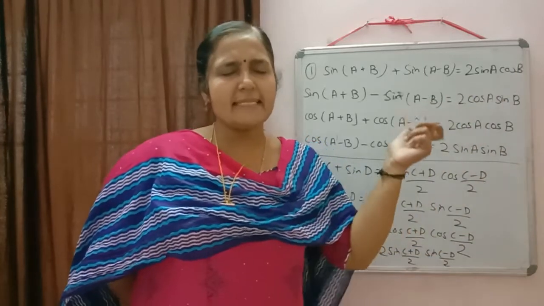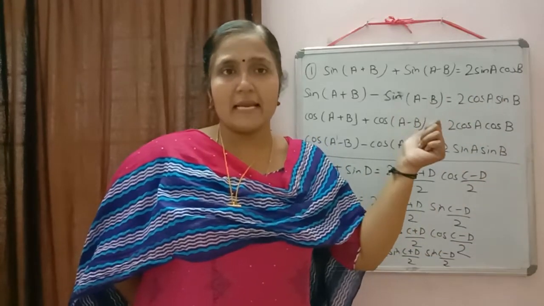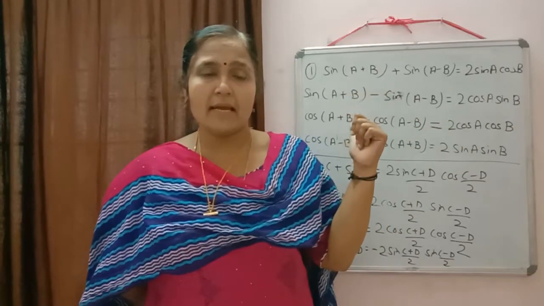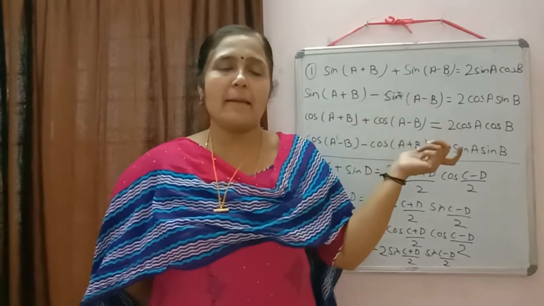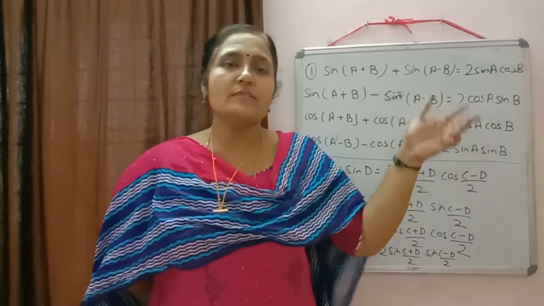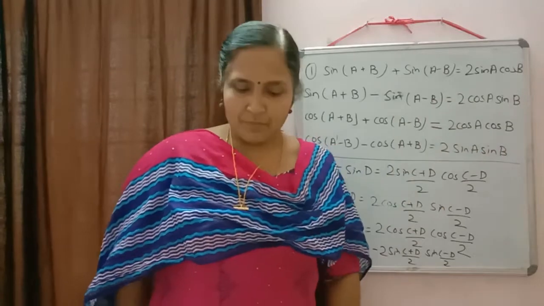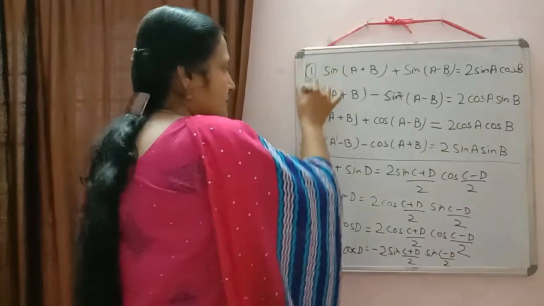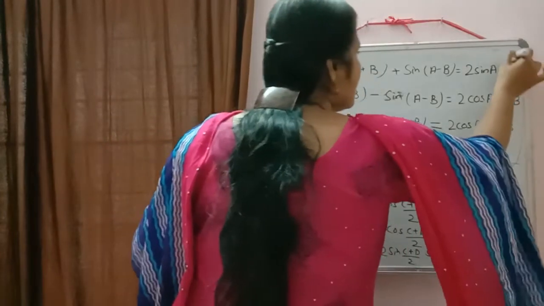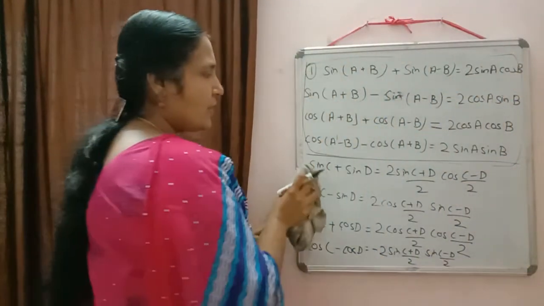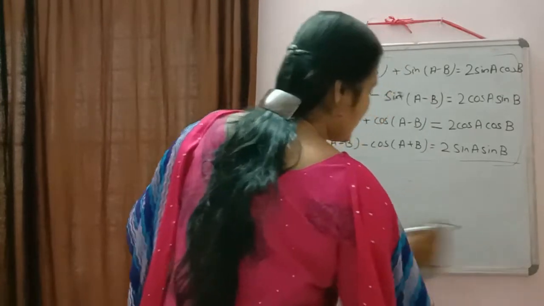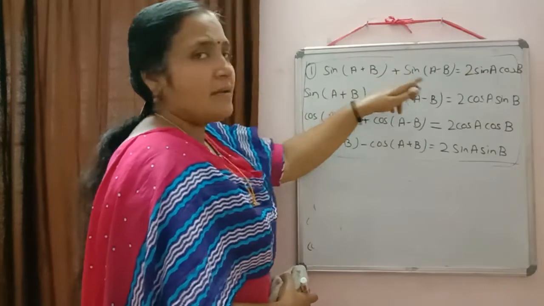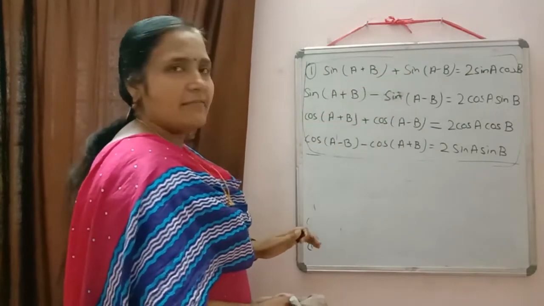And just a slight change is there in the formula when it is negative. We are writing the negative one first, subtraction: cos A minus B minus cos A plus B is equal to 2 sin A sin B. So today we are going to discuss some questions based on these formulas, where we are going to convert the product into the form of addition or subtraction. So shall we start?